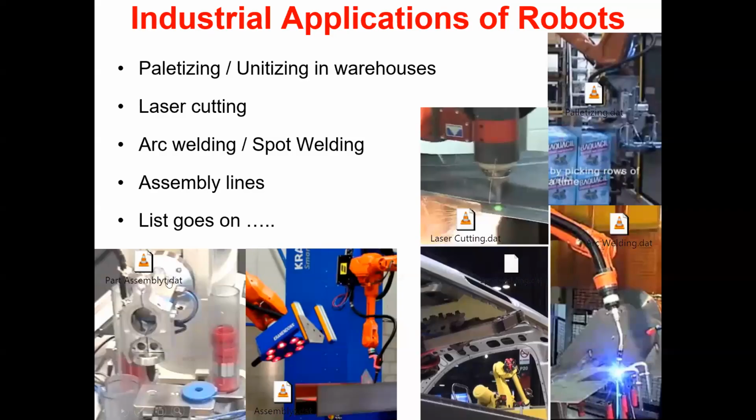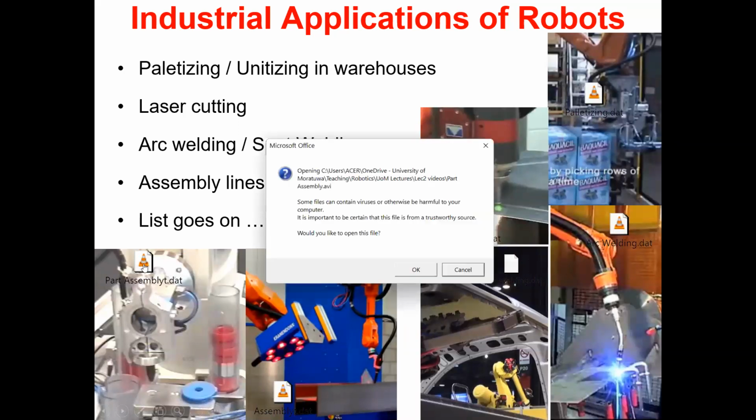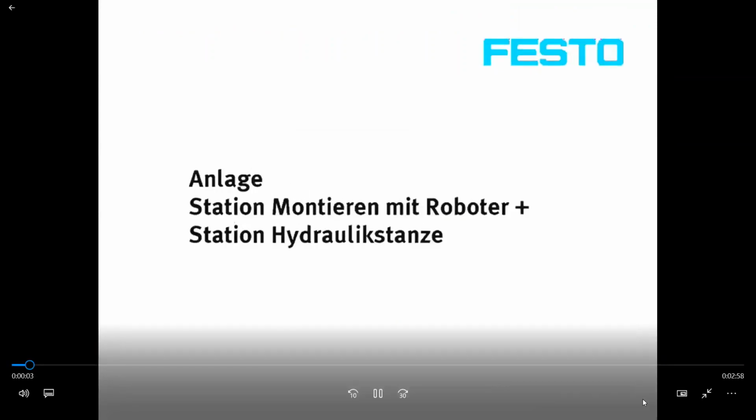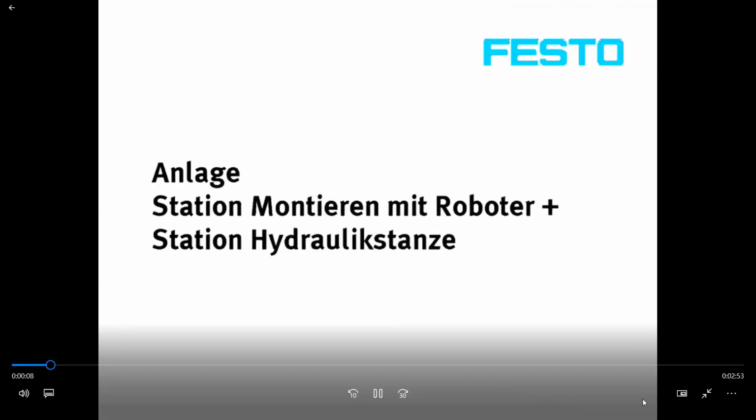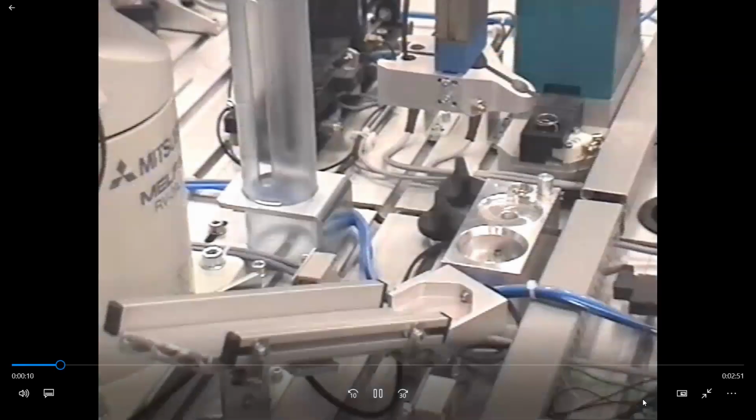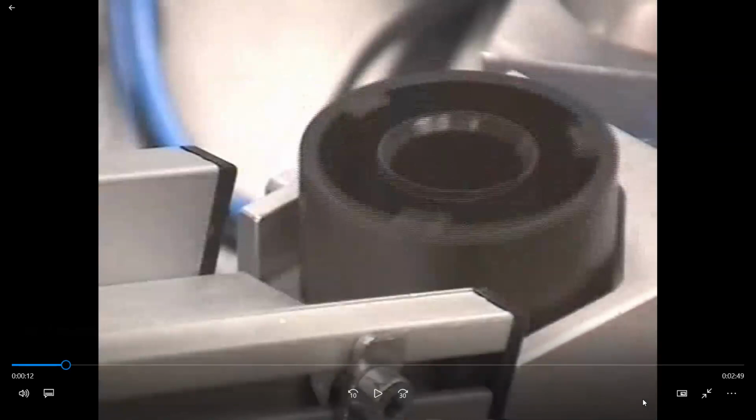All right, then finally, let's look at the assembly operation. This is from Festo, yet another manipulator manufacturer. This time what you see is a workstation. It's not cutting, welding, or whatever. It's an assembly workstation where the robot needs to handle a number of different items and then put them together and assemble a unit.